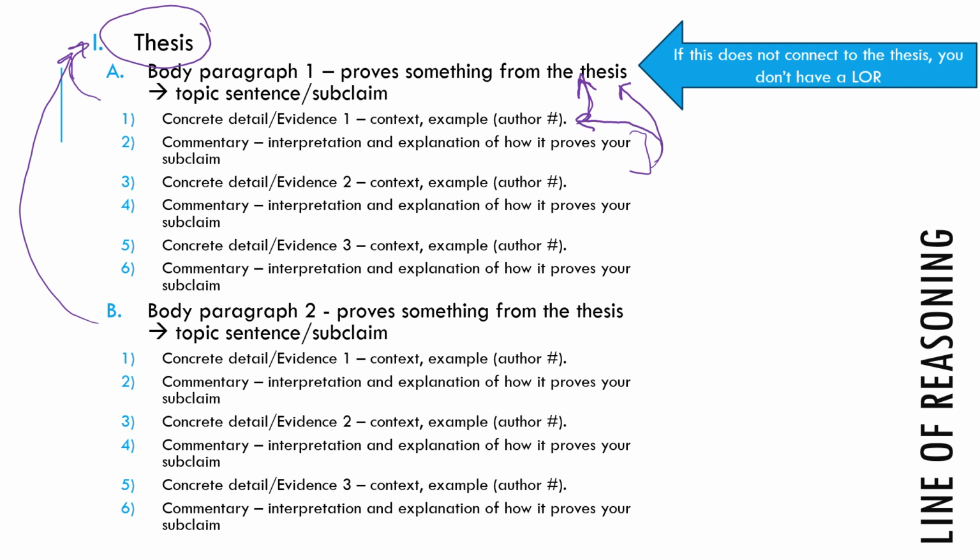Okay? And then what we also need is a connection between, I'll do a different color here so you can see this. We need a connection between the evidence itself. So we kind of have to do a few things at the same time in order to have a line of reasoning. There's connections between paragraphs, but also within paragraphs.